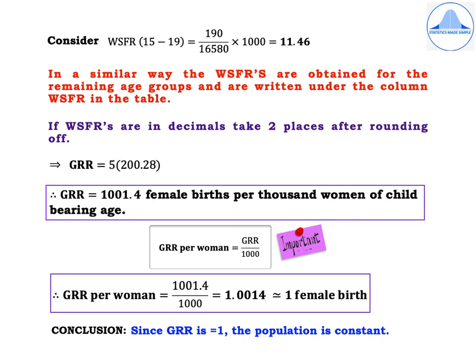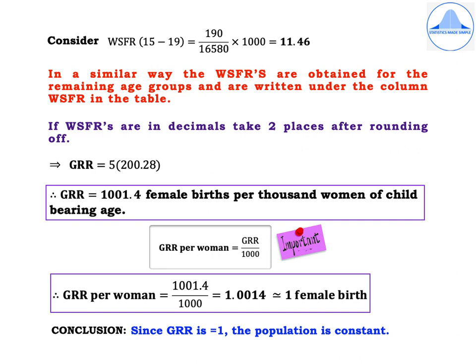Let us now find WSFR for the age group 15 to 19, which is equal to 190 divided by 16,580 into 1000, which is equal to 11.46. In a similar way, the women specific fertility rates are obtained for the remaining age groups and are written under the column WSFR in the table, which I have highlighted in pink color.